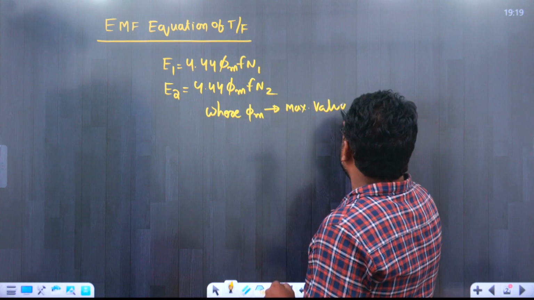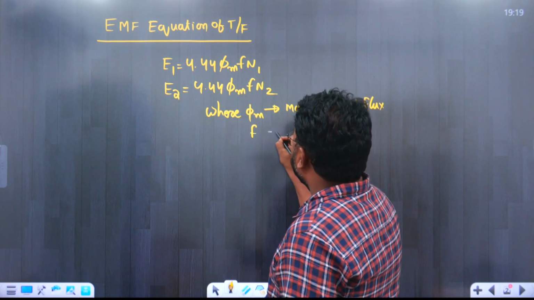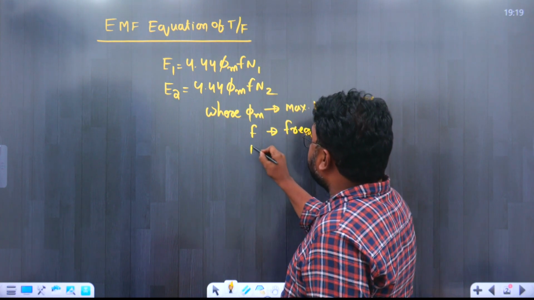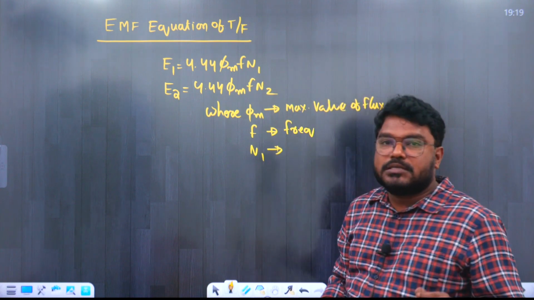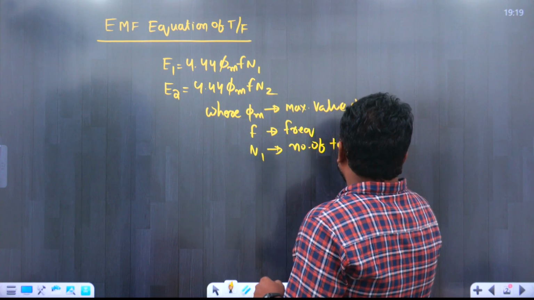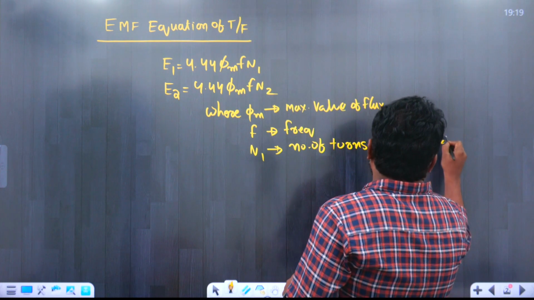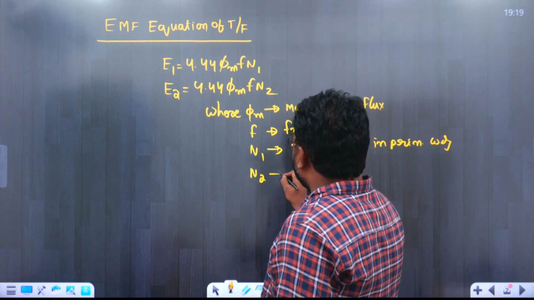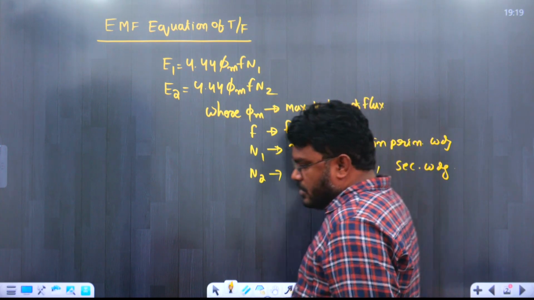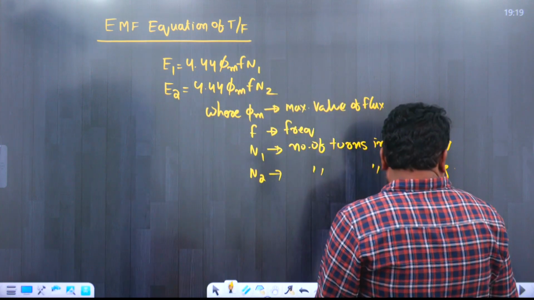So phi m is the maximum value of flux in a transformer, and F is the supply frequency of the transformer. N1 is the number of turns in the primary winding of the transformer, and N2 is the number of turns in the secondary winding of the transformer. The first possible question from the EMF equation of the transformer.